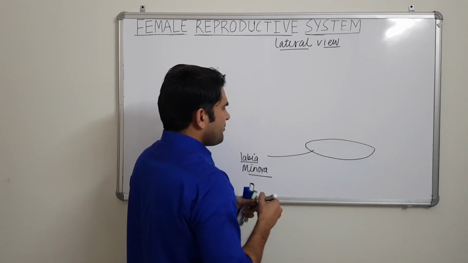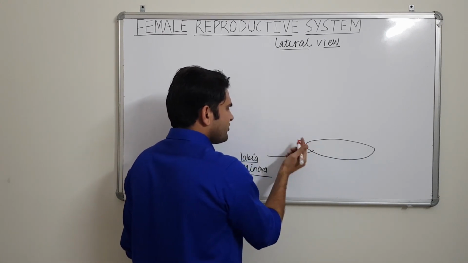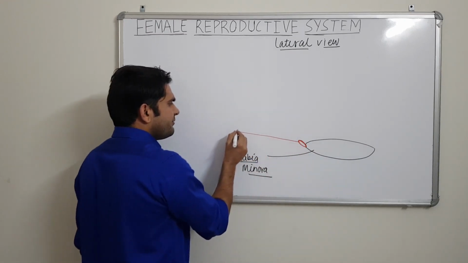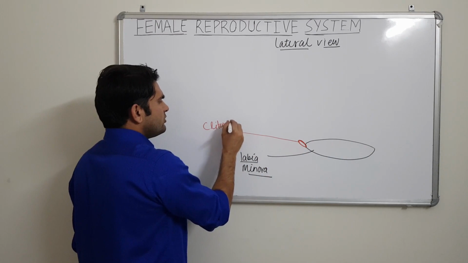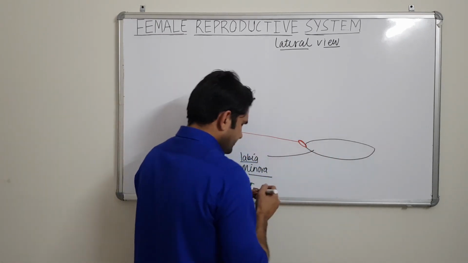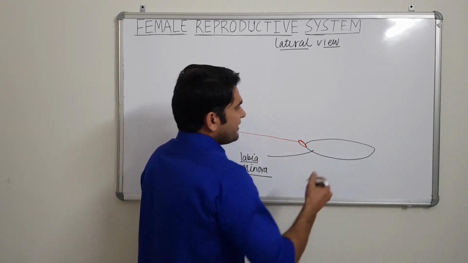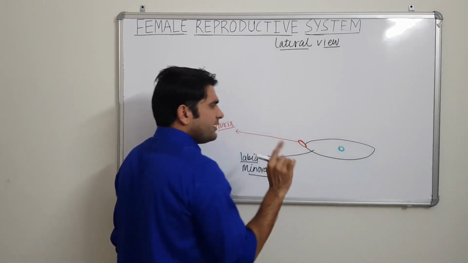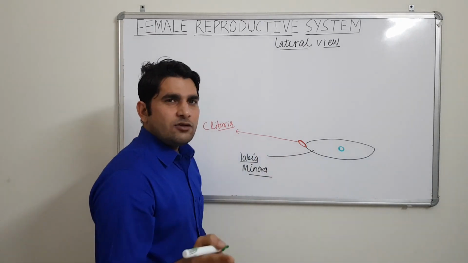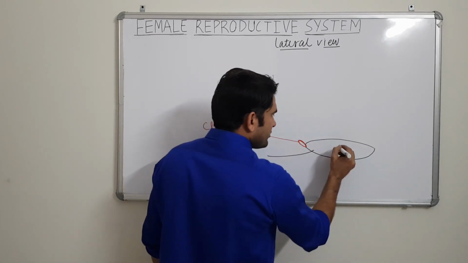The anterior part of the labia minora gets fused and makes a structure. What is the structure formed by the anterior fusion of the labia minora? We call that the clitoris. On the posterior part, it makes the fourchette. In the center here, there is an opening. What is the name of that opening? The mid-center opening is the vaginal orifice. So this is the vaginal orifice.